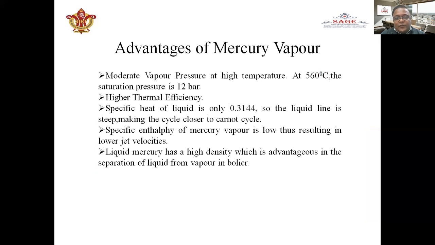The specific heat of the liquid is only 0.3144, so the liquid line is steep, making the cycle closer to the Carnot cycle. The specific enthalpy of the mercury vapor is low, thus resulting in lower jet velocities. Liquid mercury has a high density, which is an advantage in the separation of the liquid from the vapor in the boiler.